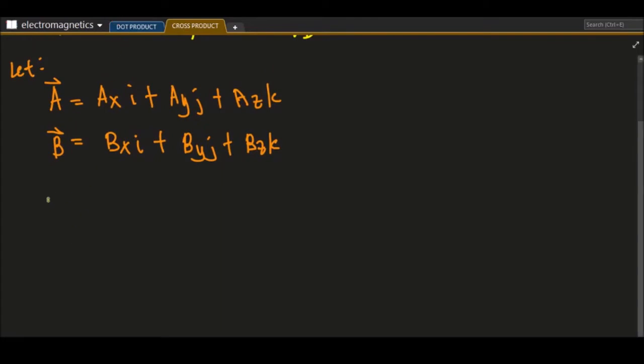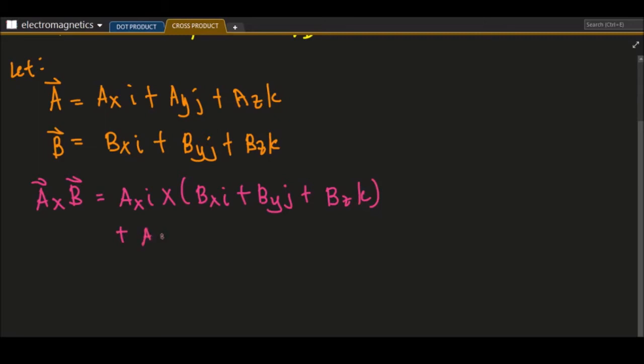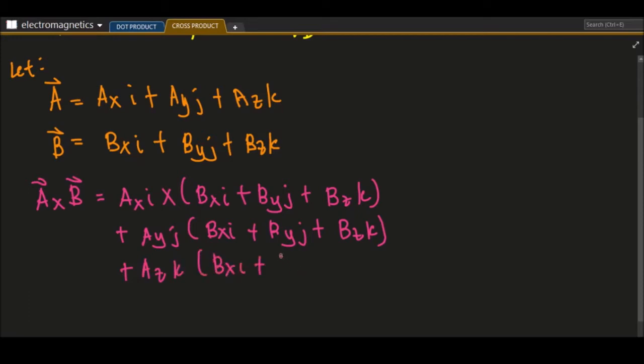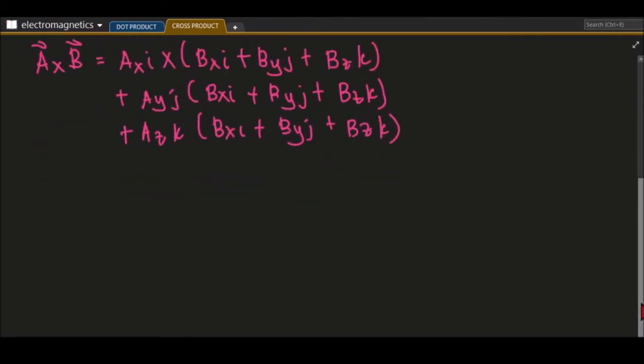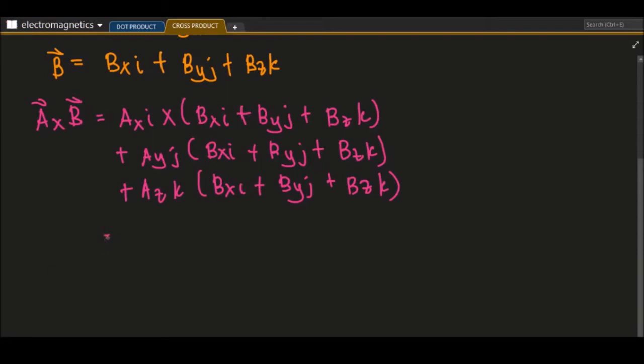Okay, let's move it up a little bit. If we say vector A cross vector B, we'll just distribute each of the terms of vector A to each of the terms of vector B. So we do that as Ax i cross (Bx i plus By j plus Bz k), then plus Ay j cross (Bx i plus By j plus Bz k), then plus Az k cross (Bx i plus By j plus Bz k).